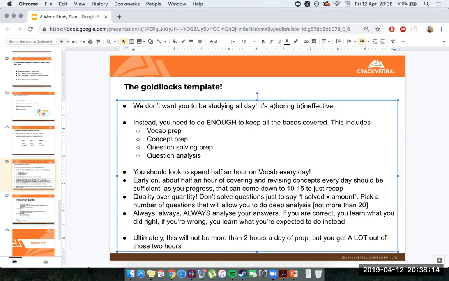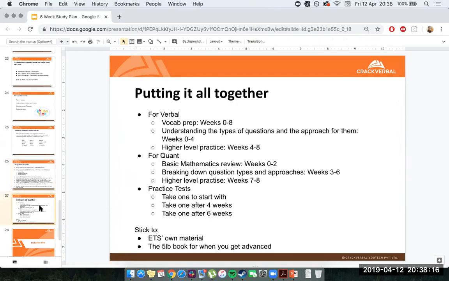So we looked at all of this. Now let's try to put this all together into a plan, right, across 8 weeks. What are you going to do from week 0 to 8? How does that work? So here's your plan. On the verbal side of things, you need to do vocab prep from week 0 to 8. You don't have a choice there. You've got to do your prep all the way through. Vocab is a constant from start to finish.